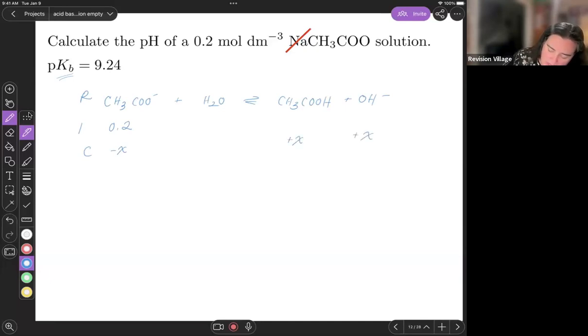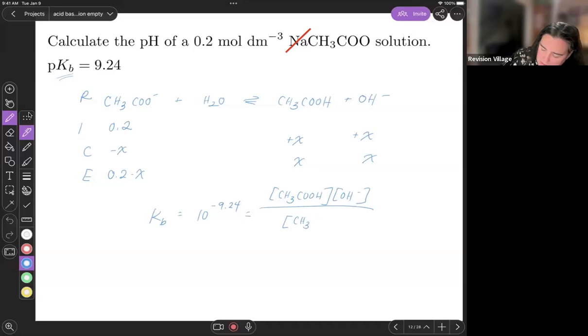so that at equilibrium, I have slightly less of the base and some of the conjugate acid and hydroxide. So Kb, which is 10 to the minus 9.24, is going to be equal to the concentration of conjugate acid times hydroxide over base, or in terms of x, x times x over 0.2 minus x. Of course, I'm going to call this x in the denominator negligible, and I'm going to try to solve for x.